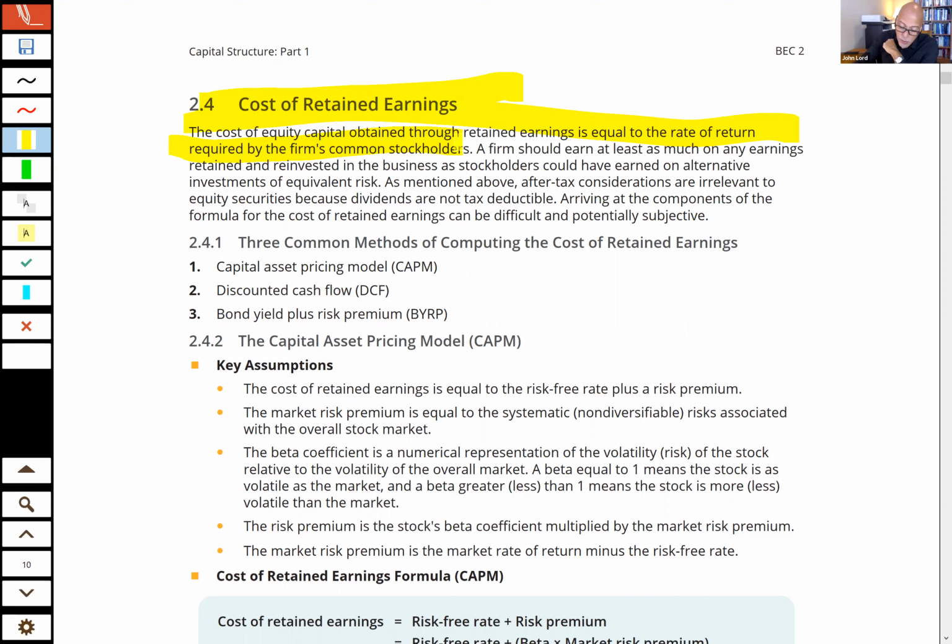Okay, so there are 3 common methods of computing the cost of retained earnings: the capital asset pricing model, which is my personal favorite because I think it's kind of fun, the discounted cash flow method, and the bond yield plus premium method, abbreviated BYRP.